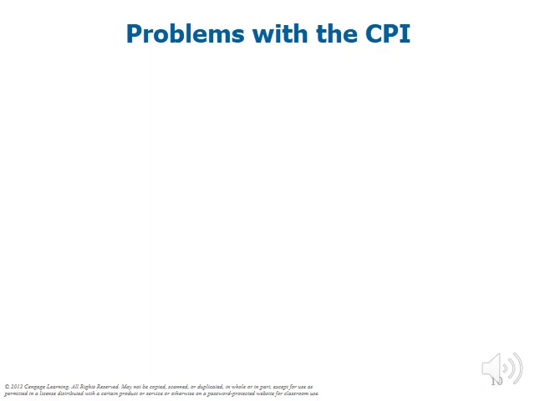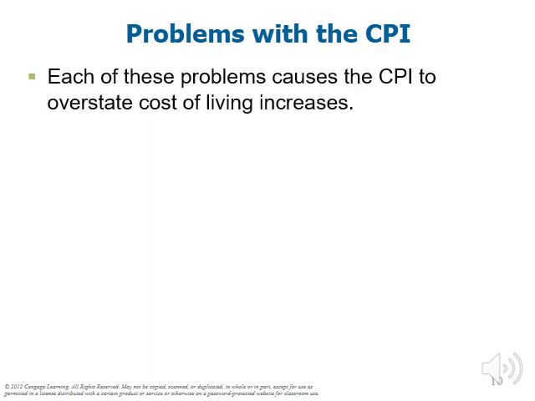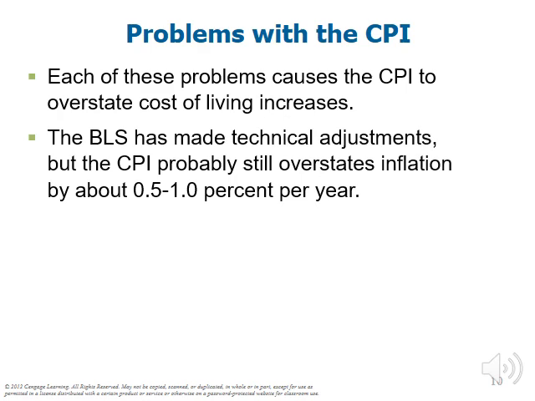Collectively, these problems boil down to give us an upward bias in the CPI. Each of these problems causes the CPI to overstate the cost of living increase. The Bureau of Labor Statistics has made technical adjustments, but the CPI probably still overstates inflation by about 0.5 to 1% each year. This is important because Social Security payments and many contracts have COLAs tied to the CPI. Remember, a COLA is a cost of living allowance, contractually attached to some stream of payments.